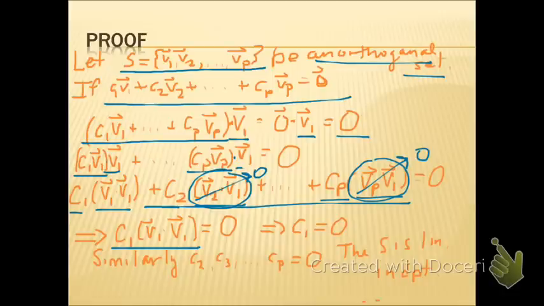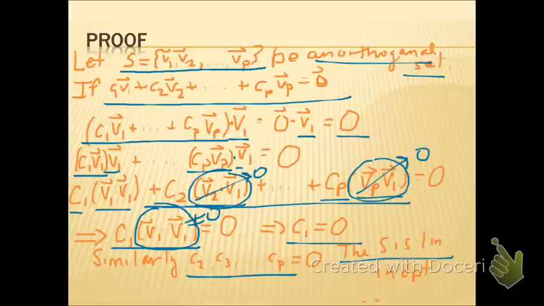Now, since each of these vectors is non-zero, the product v1 dot v1 will not equal 0. And since it cannot equal 0, the scalar c1 must equal 0. We can do a similar analysis for c2, c3, through cp by taking the dot product on each side with the corresponding vector v2 up to vp, and therefore we see that the set S is linearly independent.